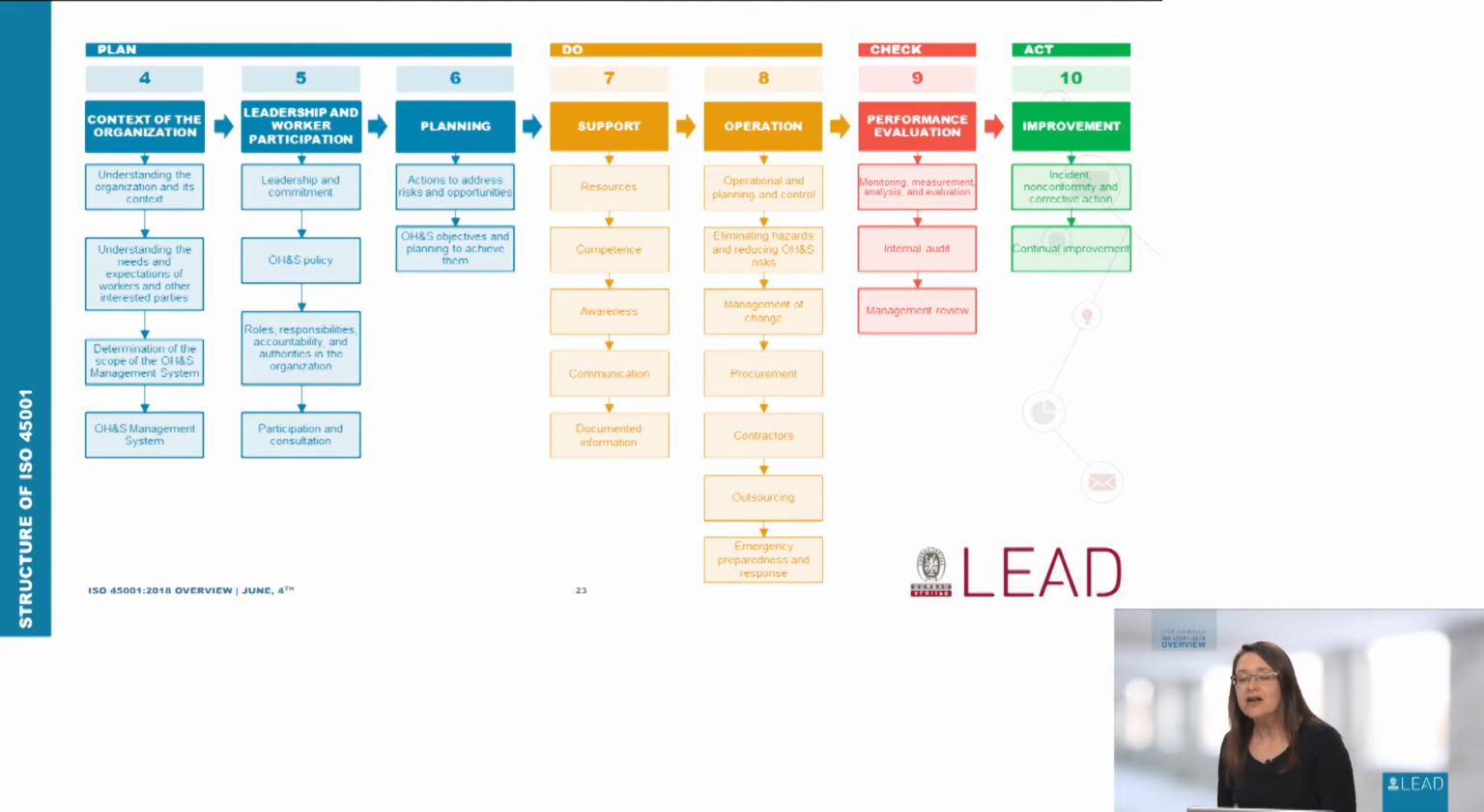Then under check, performance evaluation. We're checking, monitoring, measuring, analyzing, evaluating. Internal audits come under here, and now management review comes under checking. And this is the right place for it, not under leadership, because leaders are checking. They're checking and evaluating how well are we doing with our health and safety systems.